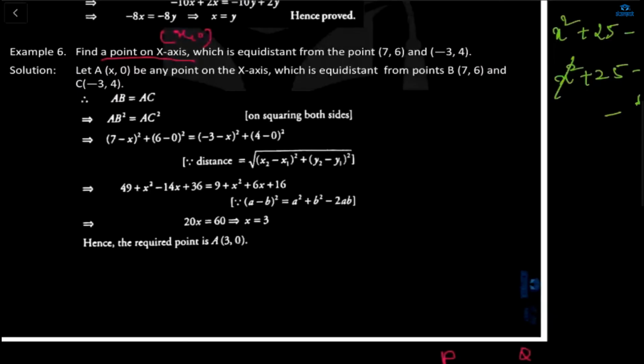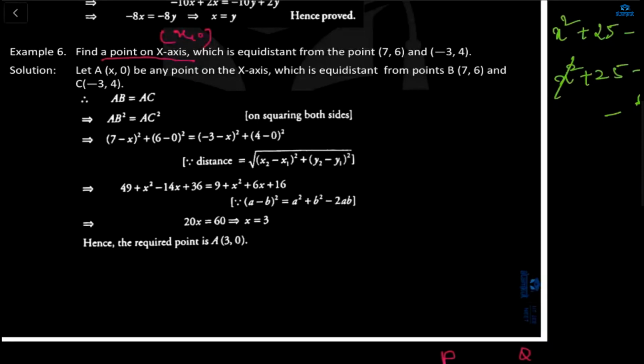Since the point is on x-axis, we already know that when a point lies on x-axis, its y coordinate is 0, the perpendicular distance from the x-axis being 0, and it will only have x. If it is written that a point lies on y-axis, then the x coordinate will be 0, so it will be 0 comma y. So remember this when it is mentioned.